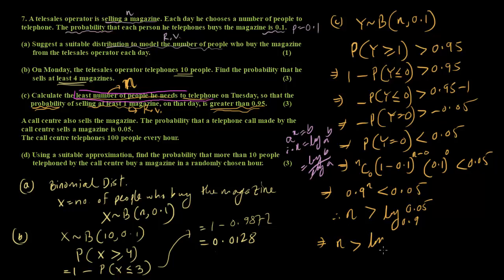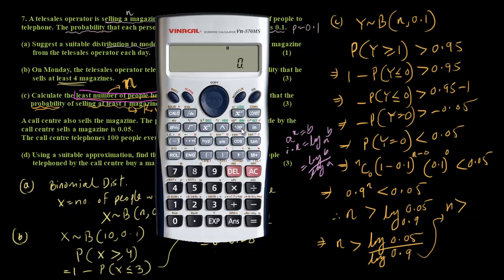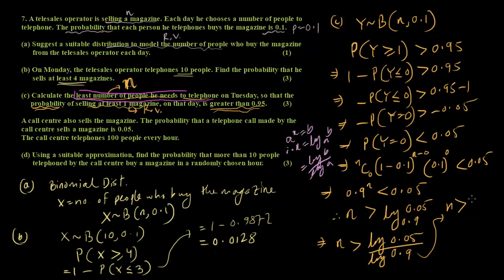So n is greater than, let's change the base, log of 0.05 divided by log of 0.9, and we get 28.4. Now n has to be a natural number, that means a positive integer. So greater than 28.4 is 29, but it can be more than that, 30, 31, 32. It can be anything, but they said least number. So n has to be 29.